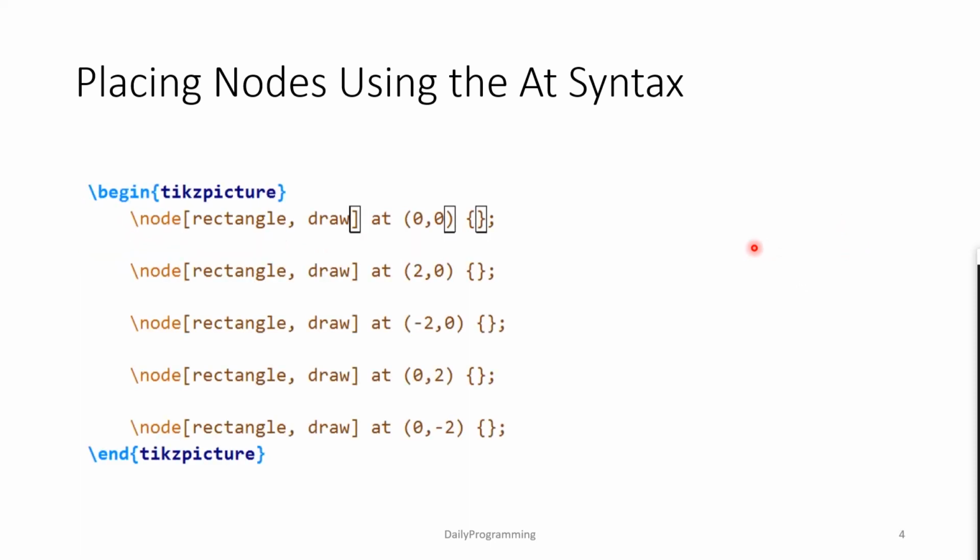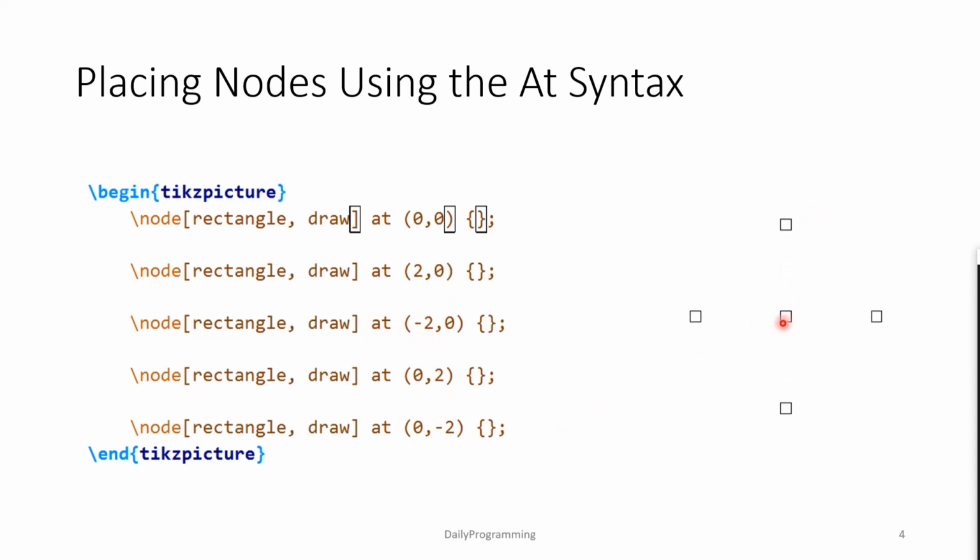Similarly, multiple nodes can be placed using the add syntax. This is placed at coordinate 0, 0. This node is at coordinate 2, 0. This node is at coordinate minus 2, 0. Similarly, 0, 2 and 0, minus 2. All the nodes will look like this.